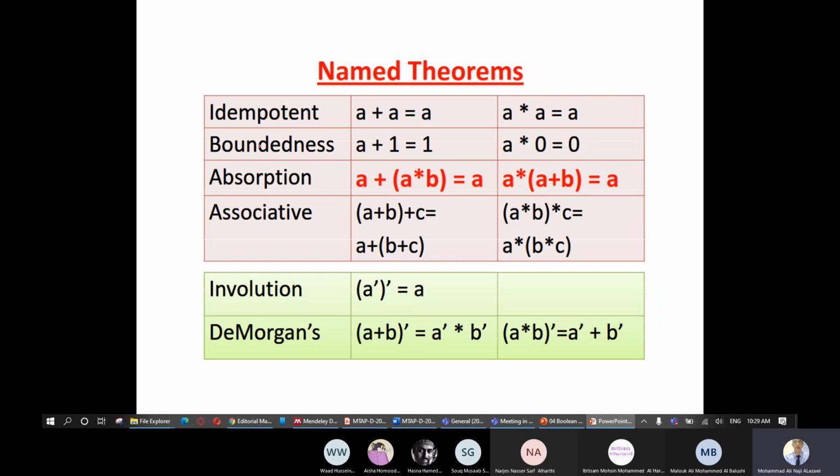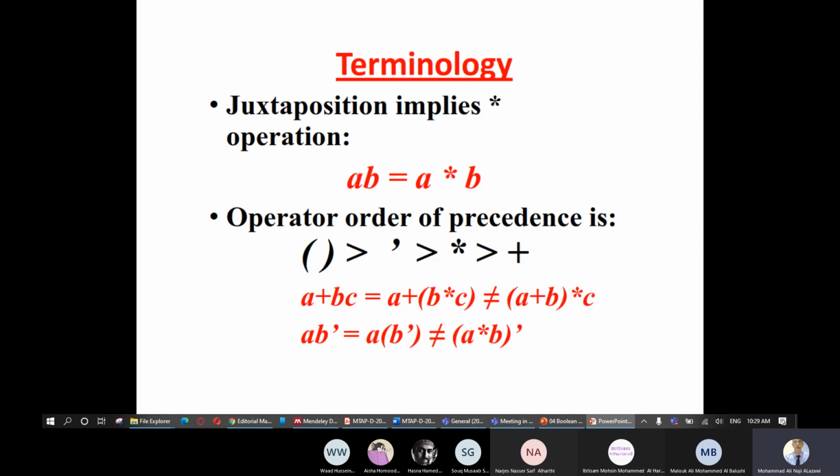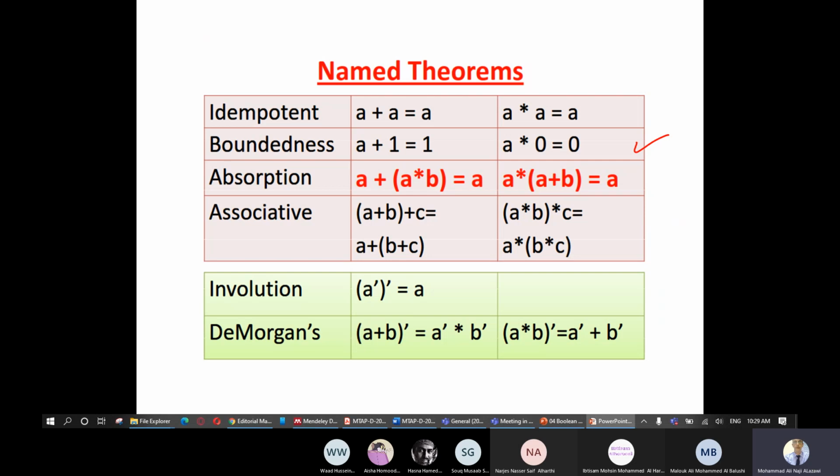The other thing, boundedness. This we have proved it, right? Let's see. No, we didn't prove it. We proved the other one. That means any A, if it's ORed with 1, then the output will be 1. Multiplied or ANDed with 0, the output will be 0. Absorption.